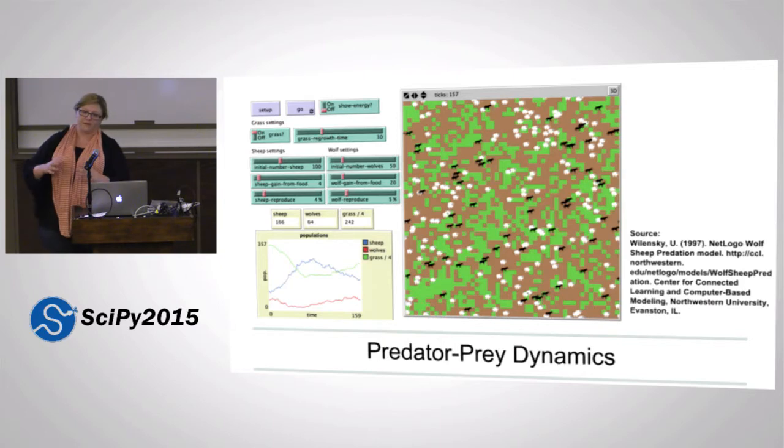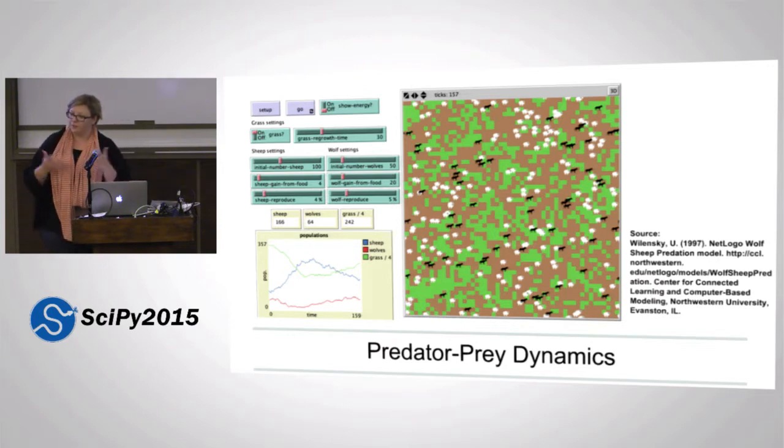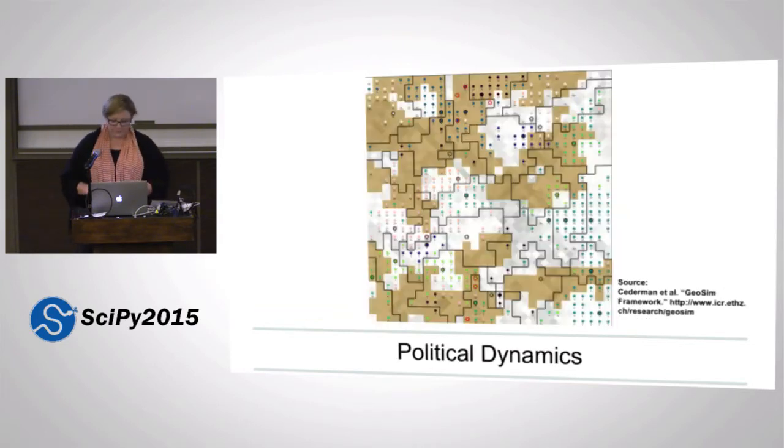Growing up in the level of detail and complexity, this is a model built in another modeling framework called NetLogo. It's the predator-prey model. It shows predator-prey dynamics. There are sheep and wolves. Sheep eat grass, wolves eat sheep, and they both reproduce. Next, we have political dynamics.